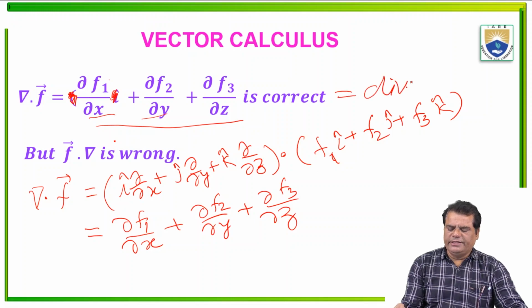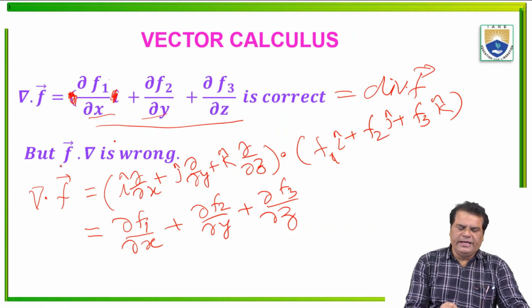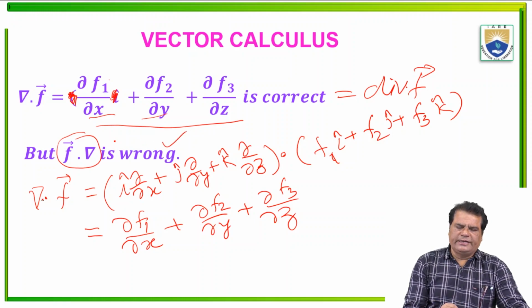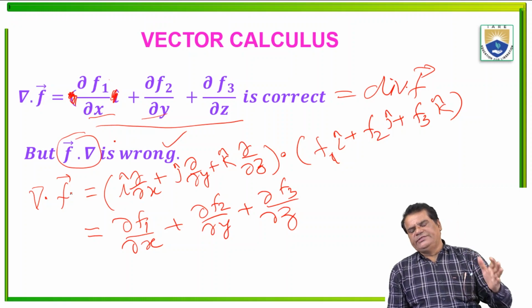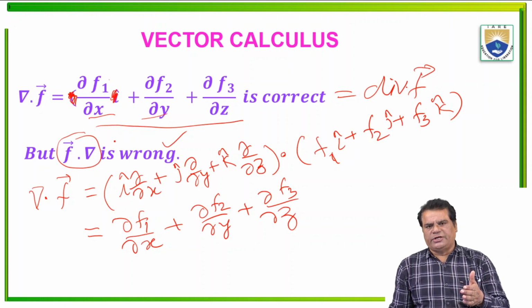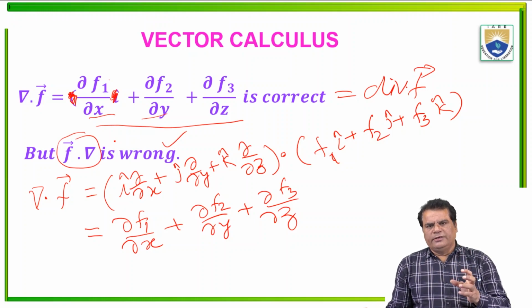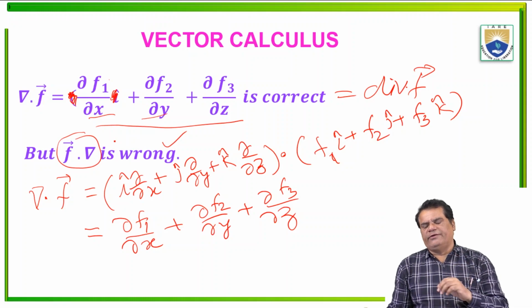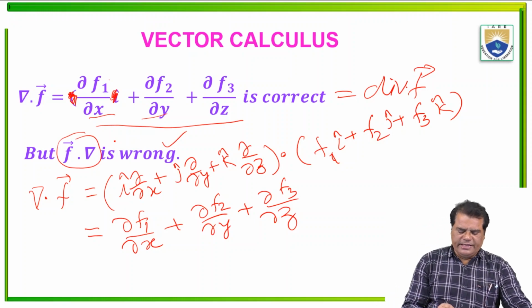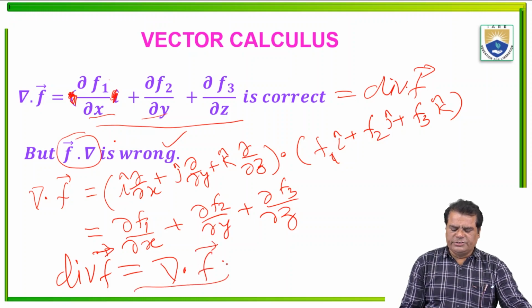When we write f vector dot del, that is wrong. Del dot f is correct. Del is a differentiation operator, so it must be first. F is a vector function, so f is second. We take the dot product between del and f, then we write del dot f. Del dot f is the divergence of f. Divergence f means del dot vector f. This is the formula.